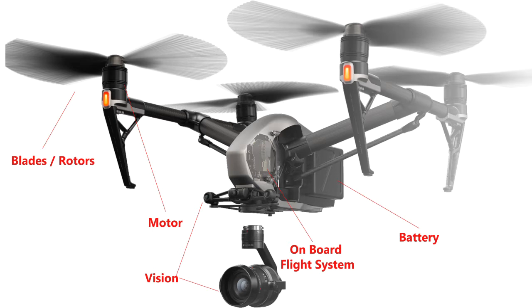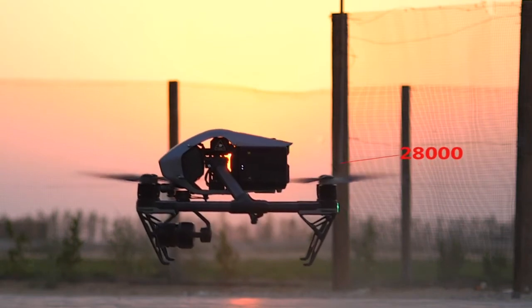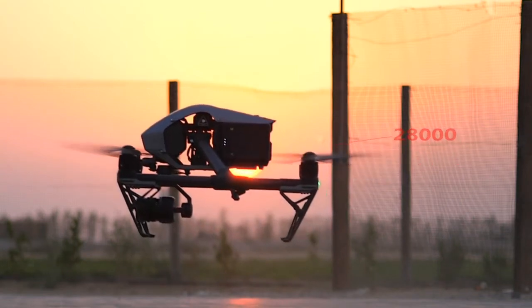Apart from the electronic flight system, a drone also needs a battery, motors, and propellers, commonly called blades. The motors rotate the blades at high speed, at over 28,000 revolutions per minute, or 475 revolutions per second.